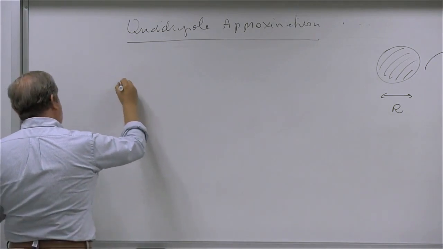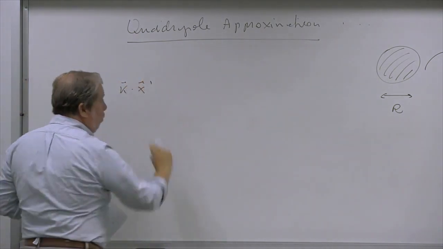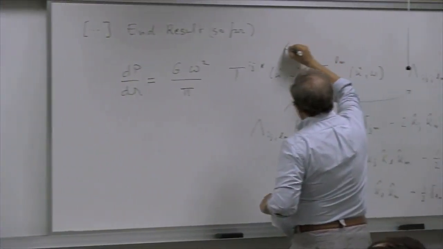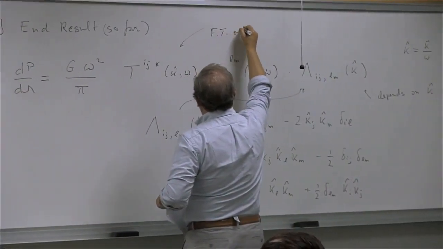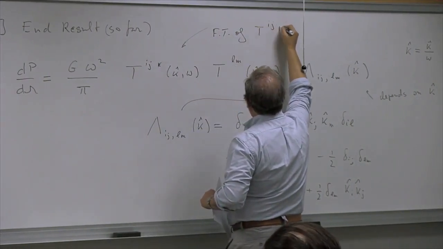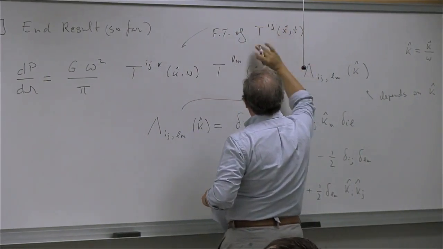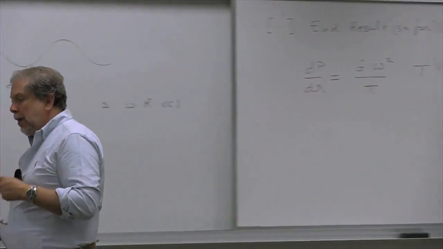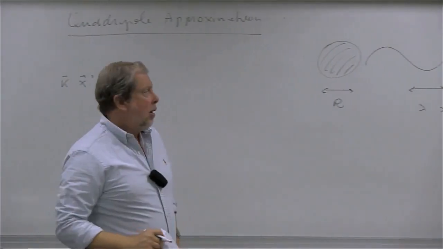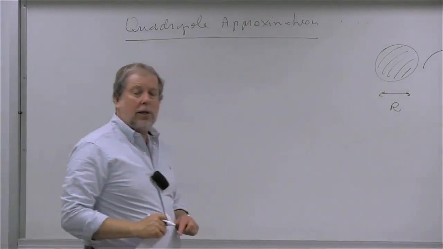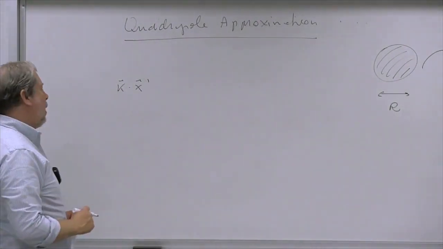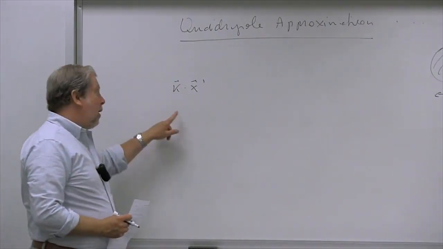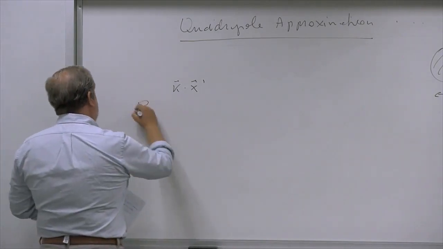So that means that k dot x prime, remember what appears here, this is a Fourier transform. This is essentially the Fourier transform of the Tij of x and t, right? It's a double Fourier transform in both the x, which involves the k, and in t, which gives the omega, right? The Fourier transform always involves an integral times e to the minus ikx, or e to the minus i omega t.